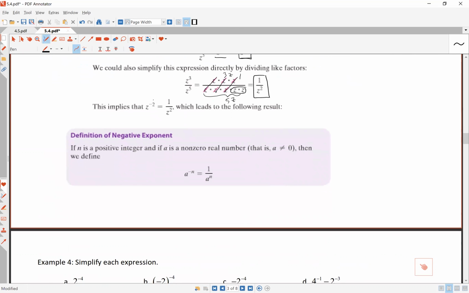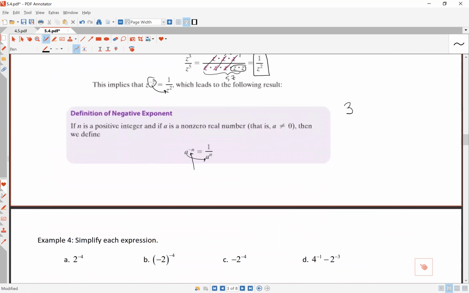We see that from the expression z to the negative 2, it gets put in the denominator as z squared. Having a negative exponent means to put it in the denominator. That is a reciprocal. If we see something like 3 to the negative 1, that is thought of as 1/3, the reciprocal of 3.